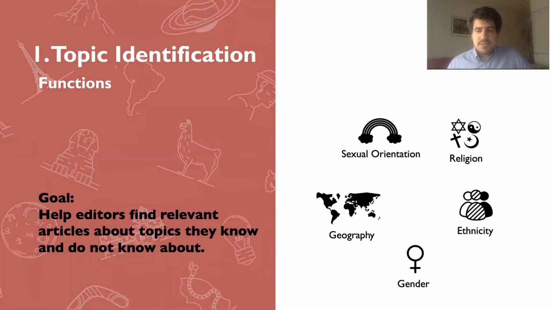We propose 6 requirements. Number 1 is topic identification. So to help editors find relevant articles about topics that they know and they do not know about, we need topic identification. Topics like gender, geography, culture, sexual orientation, among others, could really benefit from having these functions.